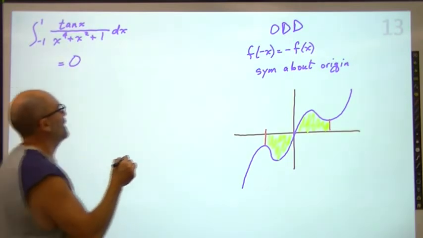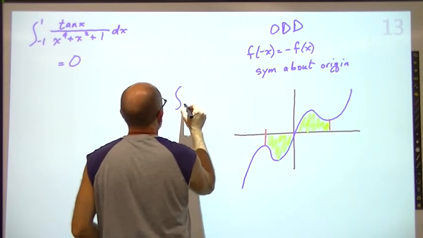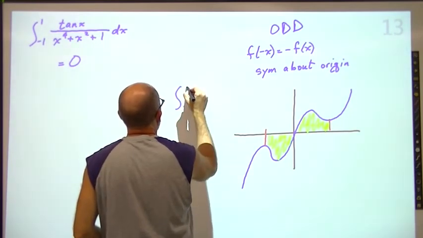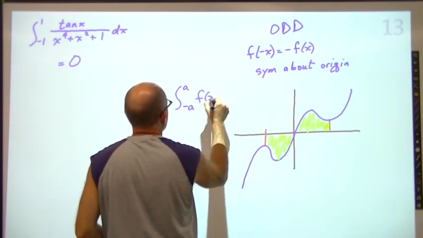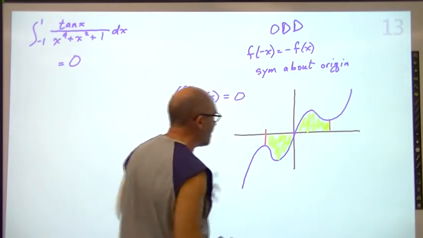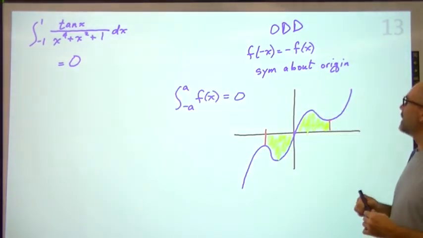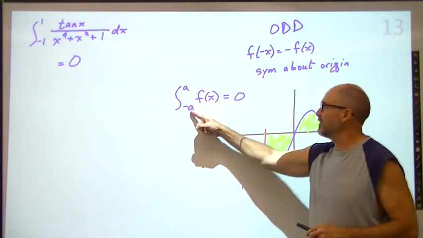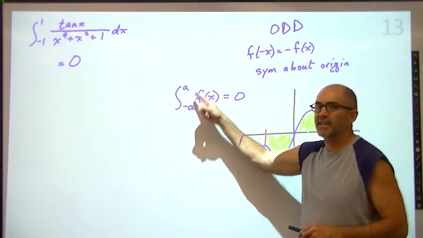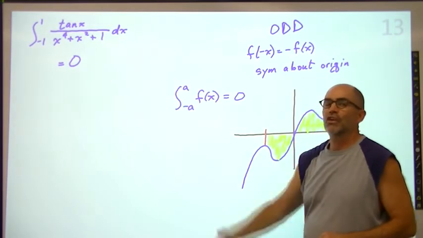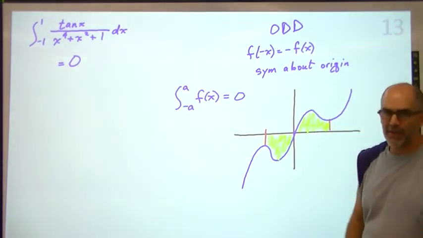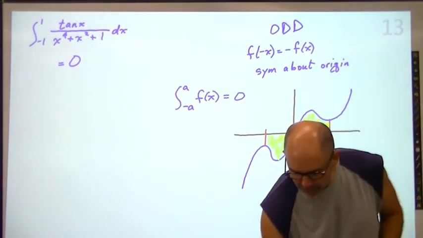So let's just do this. The integral from negative a to a of f of x equals 0 if you have an odd function. So number one, you have to have an odd function. Number two, you have to have the same limits of integration but opposite signs. And then your life is simplified. That's it. Have fun with these.